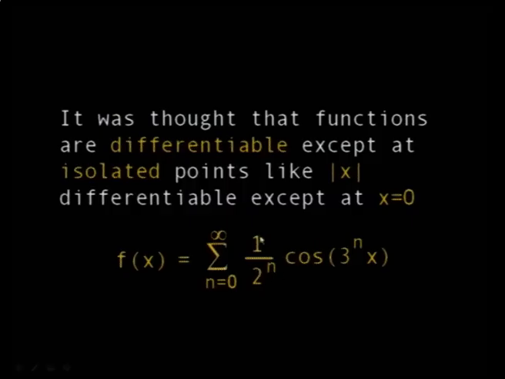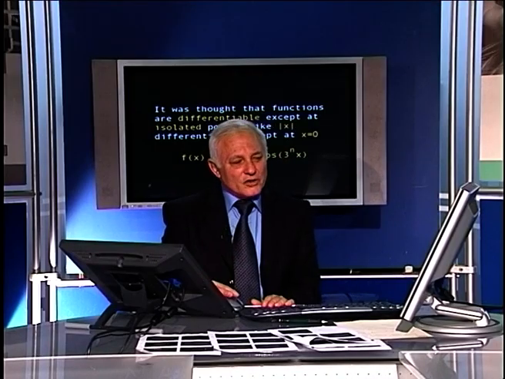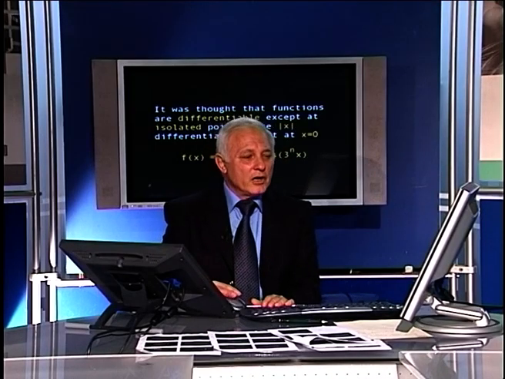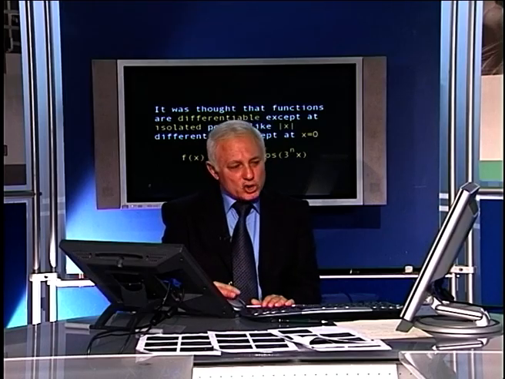But because here it is 1 over 2 to the n, the ratio is half, which is less than 1. So when you differentiate it, you get 3 to the power n outside here, so you get a ratio which is greater than 1. So the derivative here does not exist, which means that this function is continuous for all values of x and differentiable nowhere. So it's continuous everywhere and differentiable nowhere.